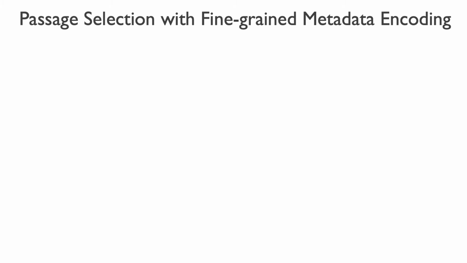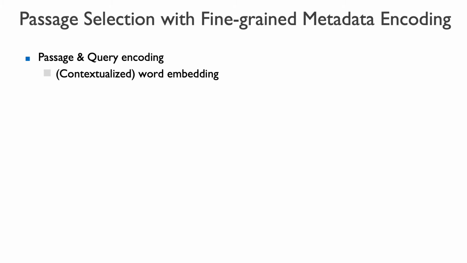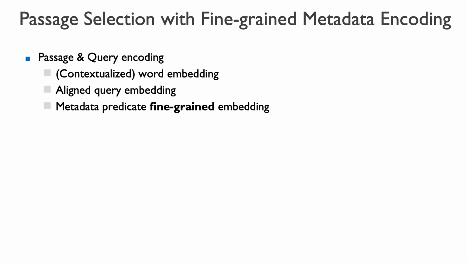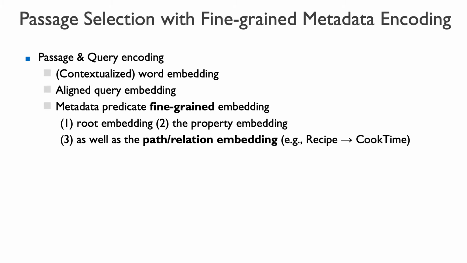And secondly, we built our answer passage selection model with additional fine-grained metadata encoding. The basic encoding contains the contextualized word embeddings, and secondly, the aligned query embeddings. Most importantly, in this work, we also add this fine-grained embedding for the metadata predicates. For example, for a recipe cook time decorated span, we first encode the root embedding, the recipe, and also the cook time, which is a property embedding. Beyond these two basic encodings, we also add the path, or say the relation embedding, because cook time might also fall under other roots. So to make this relation more specific, it will be more fine-grained.